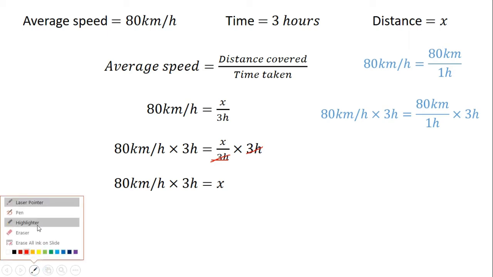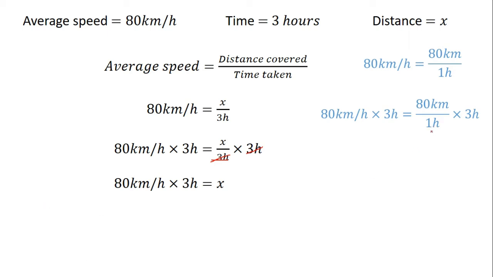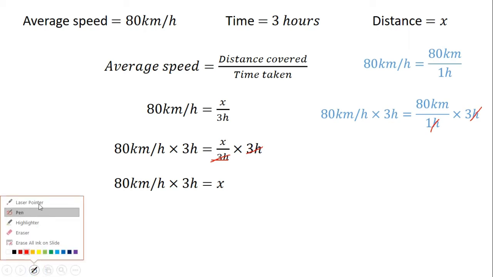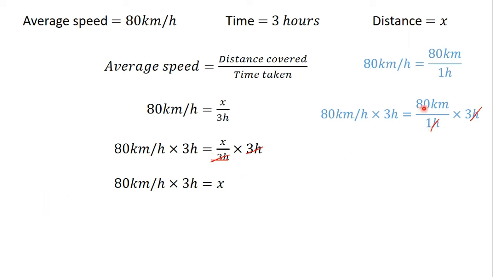Now when you have this, you will see that hour here and hour here will cancel each other out. So we are going to have 80 kilometers divided by 1, which is 80 kilometers times 3.